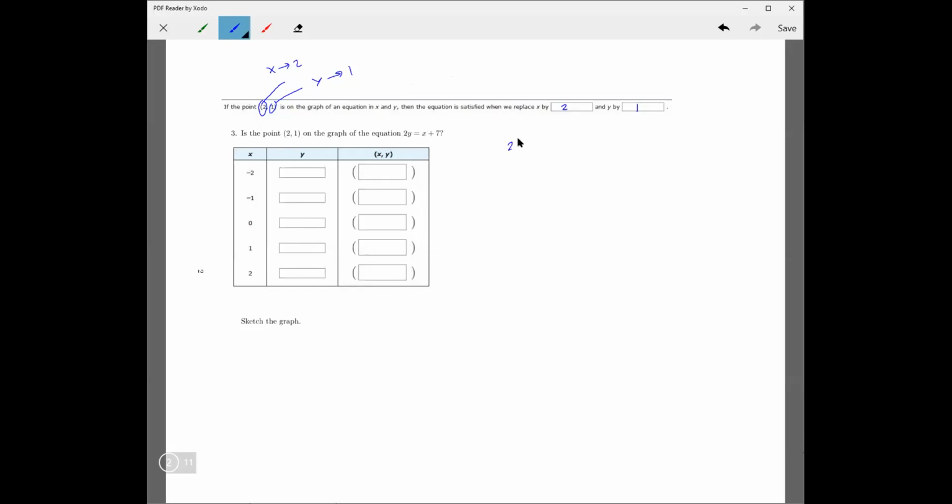Okay, so what we do is we replace the y. This y gets replaced with a 1, and this x gets replaced with a 2. And when you do substitution, it's a good idea to put parentheses around it. Now, if you simplify this, it's going to be 2 on the left, and it's going to be 9 on the right. So this means no. The answer there would be no, because 2 is not equal to 9.